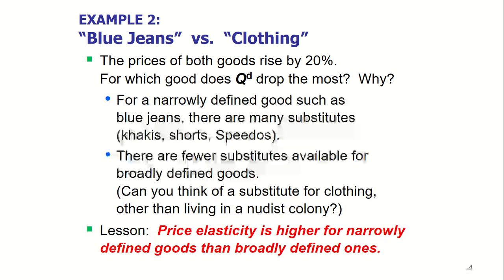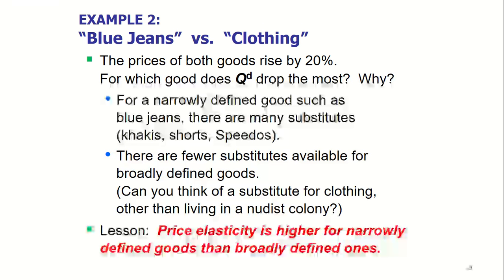Example 2 is blue jeans versus clothing. The prices of both goods rise by 20%. For which good does quantity demanded drop the most and why? For a narrowly defined good such as blue jeans, there are many substitutes like khakis, shorts, speedos, and there are fewer substitutes available for broadly defined goods.